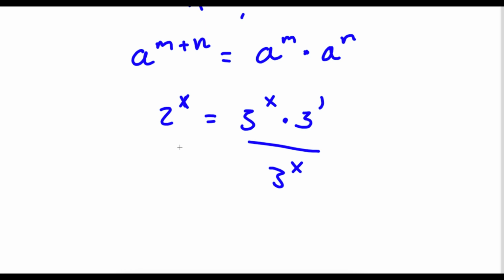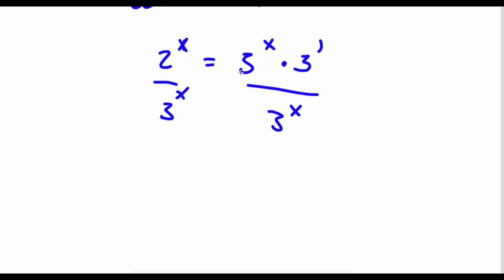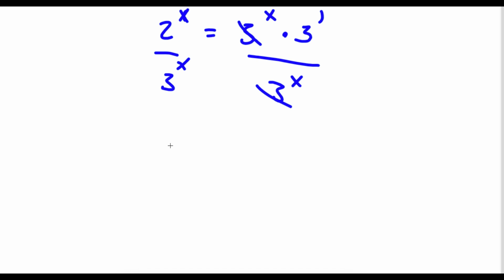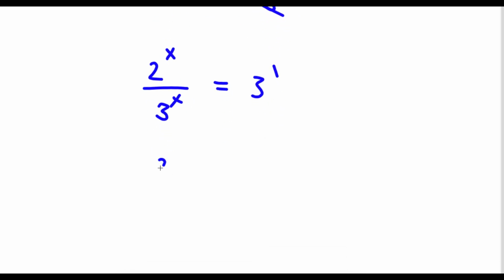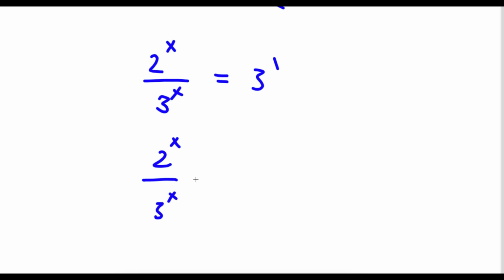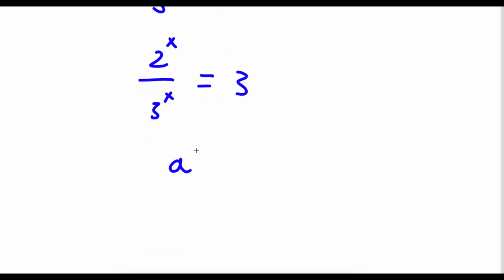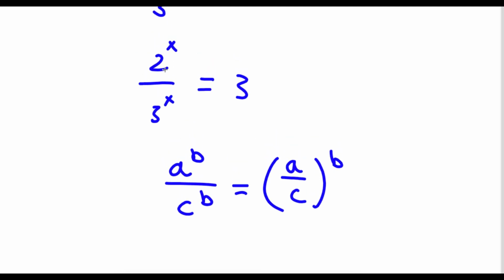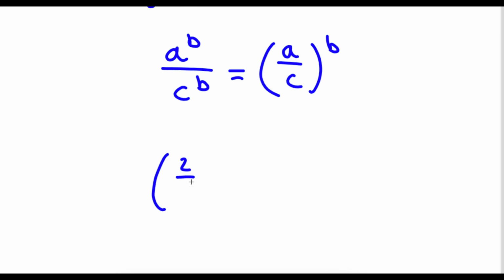Now, I'm going to go ahead and divide both sides by 3 to the power of x. So then these two will cancel out, and I'll be left with 2 to the power of x over 3 to the power of x is equal to 3 to the power of 1. Now 3 to the power of 1 is the same thing as 3, so now I have 2 to the power of x over 3 to the power of x is equal to 3. Now, if I have something in the form a to the power of b over c to the power of b, this is the same thing as a over c to the power of b. So 2 to the power of x over 3 to the power of x, that's going to equal 2 over 3 to the power of x. This is equal to 3.